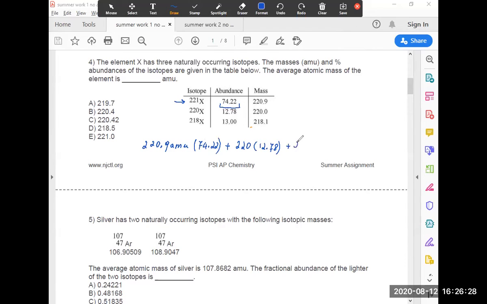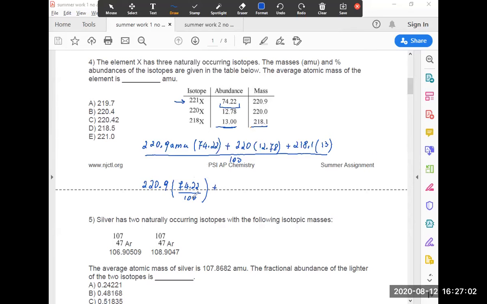Okay, and then I have 218.1 times 13, which is the new abundance amount of this mass out of the total. Now, what is the total? Well, the total is 100 if I add them up. So if I really wanted to go into more detail, I can say 229.9 times 74.22%. It's still the same thing, right?